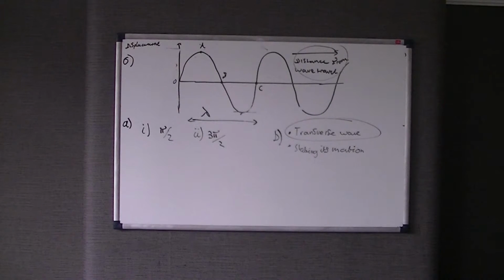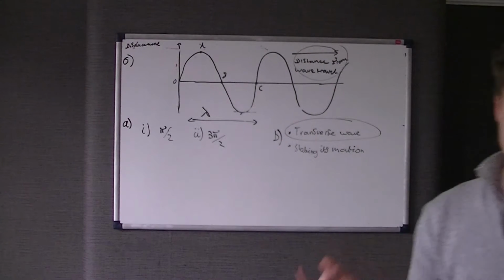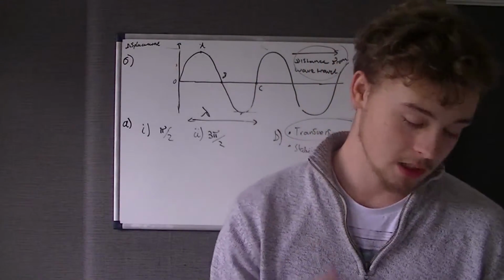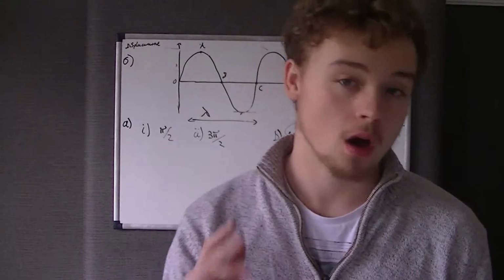So the next part, 6C, says a scientist detects a seismic wave that is polarised. State and explain what the scientist can deduce from this information. 2 marks. Now, the first thing I need to mention is what a polarised wave is. We just say it's a wave that oscillates on one plane.